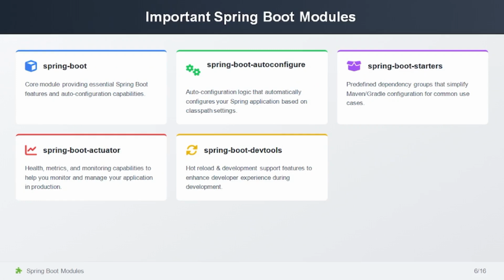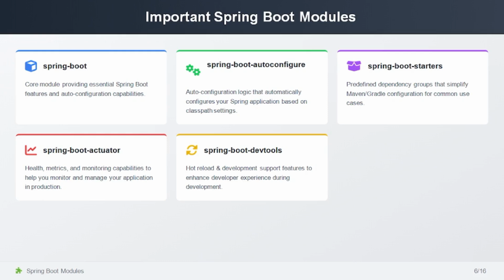These are some of the important Spring Boot modules. One is the Spring Boot core module. The next one is the auto configuration logic, which automatically configures your Spring application based on your class path settings. Then Spring Boot starters, which are predefined dependencies. There are n number of starters provided out of the box, like web, security, etc.